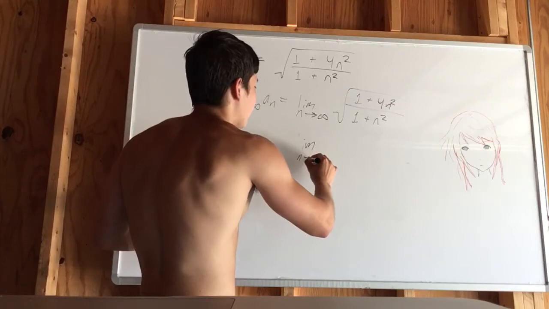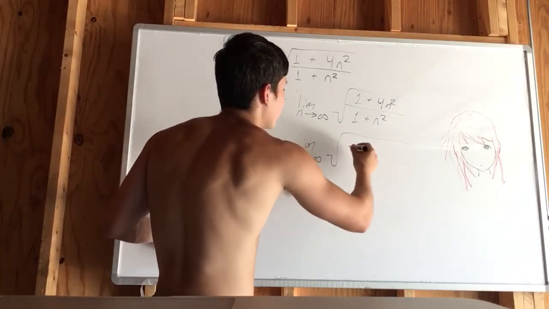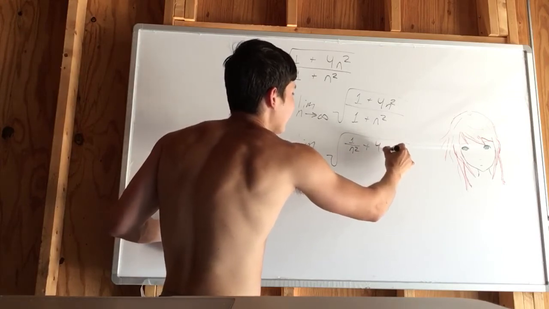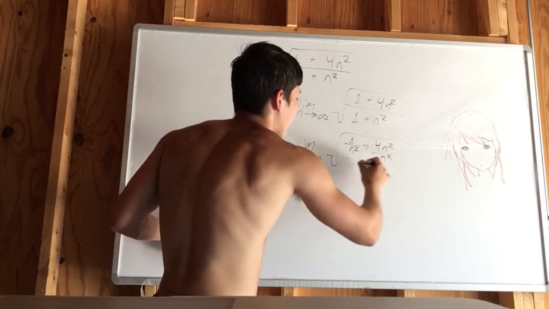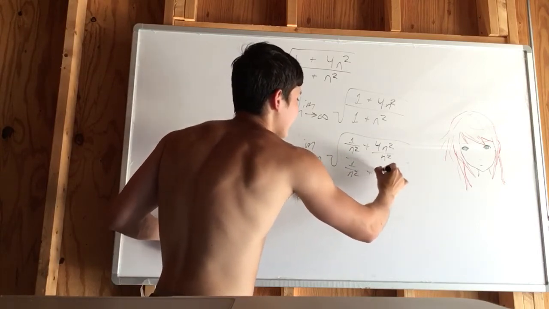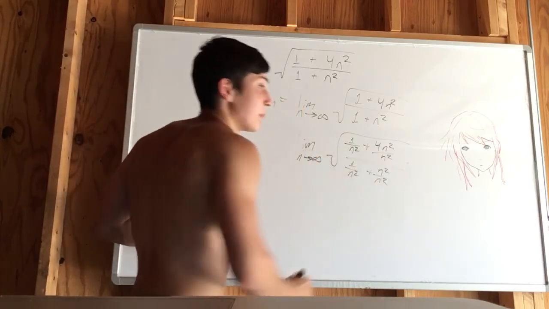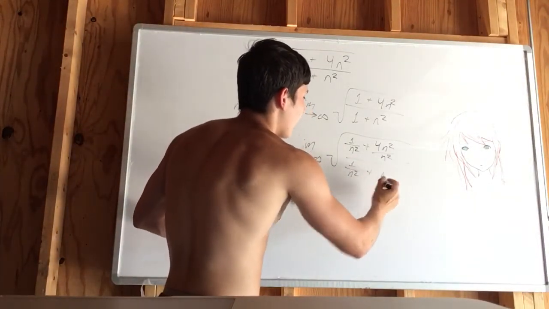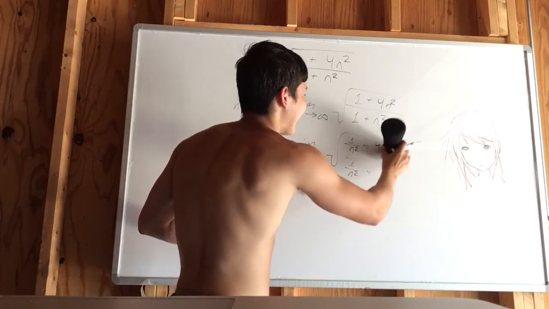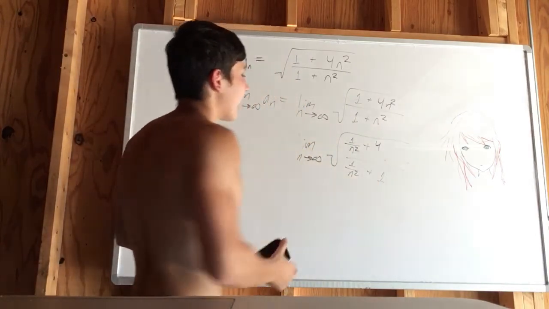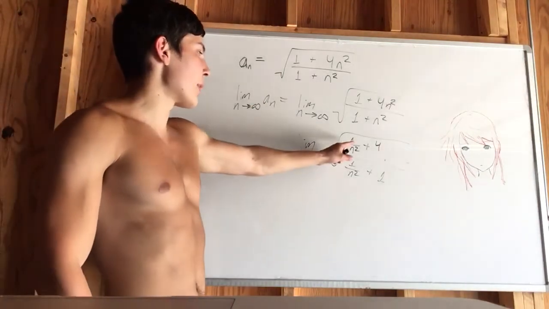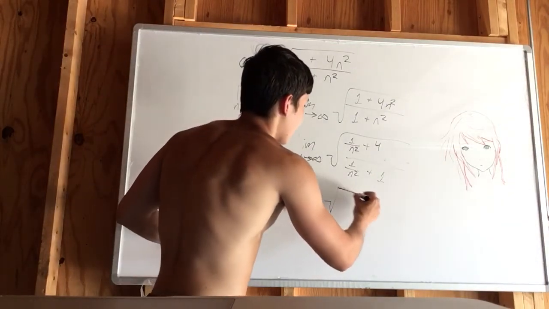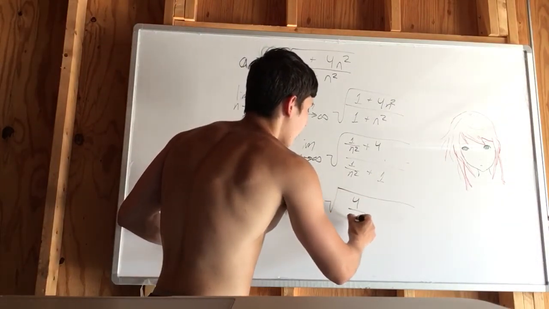So the limit as n approaches infinity of the square root of (1 over n squared plus 4n squared over n squared) over (1 over n squared plus n squared over n squared). So the n squareds cancel out, and you get 1, and here you get 4. You plug in infinity, what happens? This goes to 0, this goes to 0. So you're left with the square root of 4 over 1.